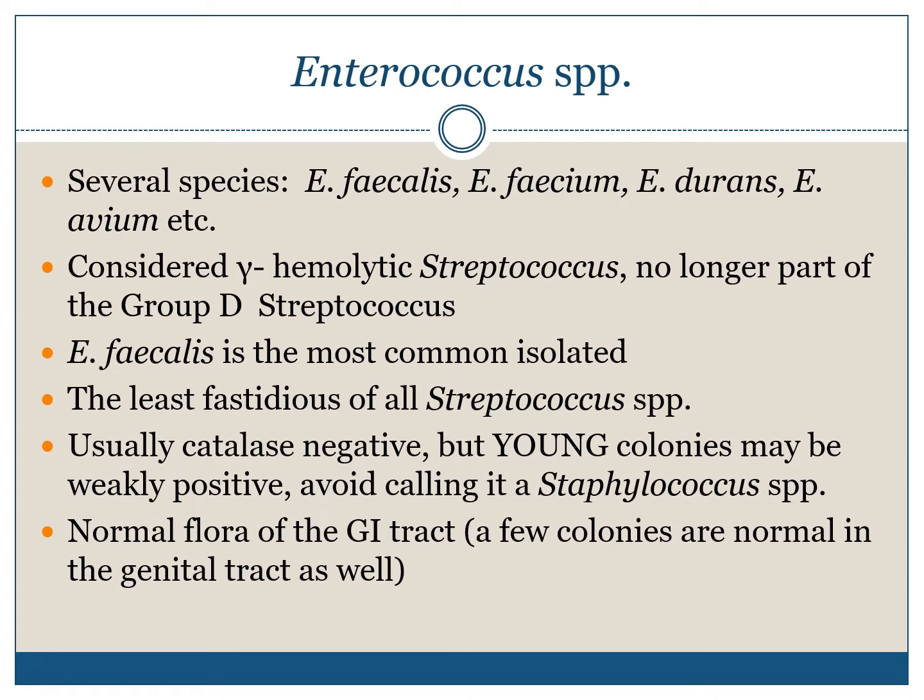A pretty good rule of thumb is the only time that we serotype or do the Lancefield serotyping is on the beta hemolytic streps. Out of all the Enterococcus, Enterococcus faecalis is the most commonly isolated, and they are the least fastidious of all the streptococcus. They actually tolerate bile esculin and salt. Most gram-positive cocci are inhibited by bile salts, but Enterococcus can tolerate bile esculin and salt.